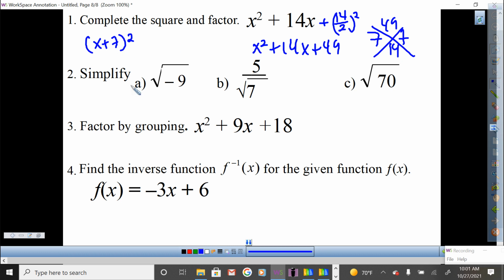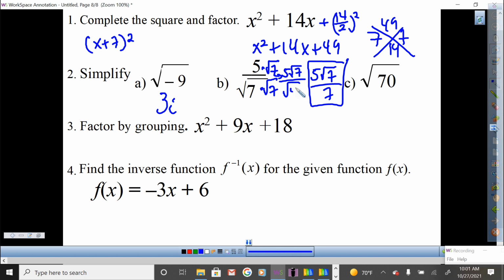Okay? 2a. What'd you get for 2a? Noor? 3i. Hands if you got that. That is correct. How about 2b? Audrina? 5 square root 7 over 7, that is correct. And once again, for those of you that are a little bit lost, you need to multiply top and bottom times the denominator. That gives you 5 square root of 7. 7 times 7 is 49. Square root of 49 is 7, and that's how we end up with that.